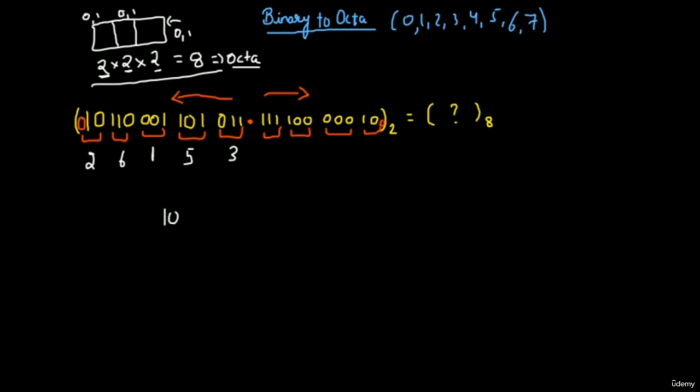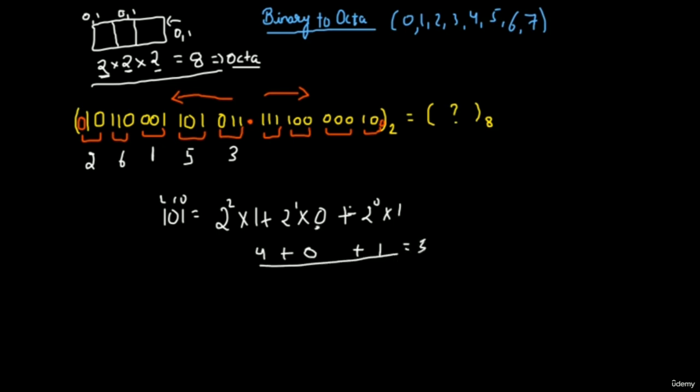1 0 1. In the simplest way, places 0 1 2. So 2 to the power 2 multiply 1, plus 2 to the power 1 multiply 0, plus 2 to the power 0 multiply 1. So this is going to be 1, this is going to be 0 because we are multiplying with 0, and this is going to be 4. So 4 plus 1 is 5, and that's how we write the 5. 1 0 1 is for the 5. Now I think you are getting the point very clearly.